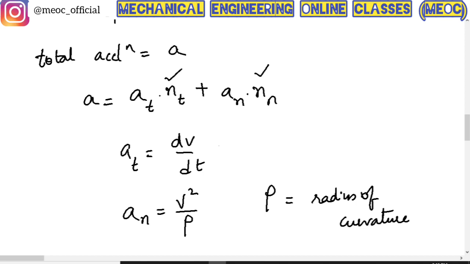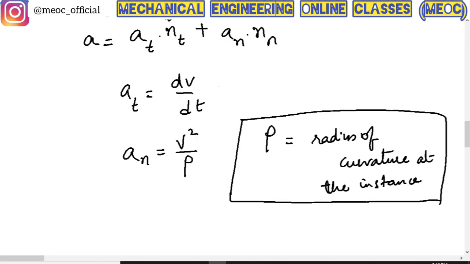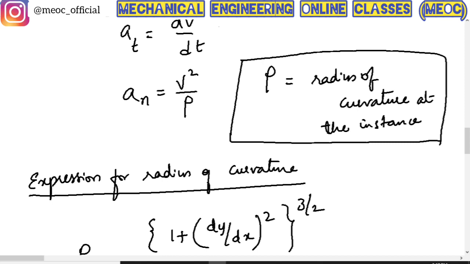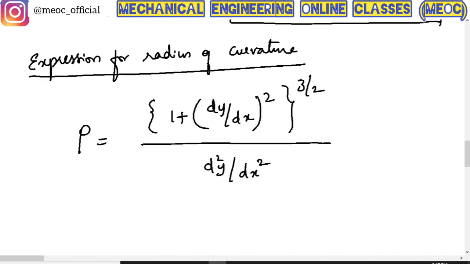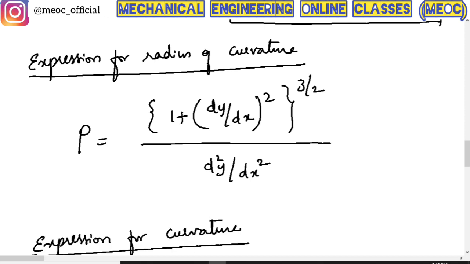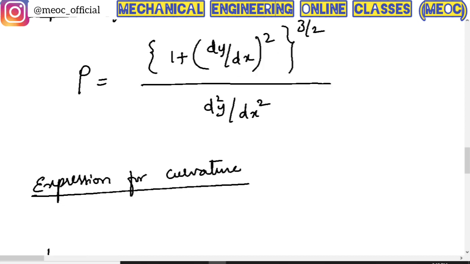At the instance, the expression for the radius of curvature can be given as rho is equal to (1 plus (dy by dx) whole squared) whole to the power of 3 by 2. This entire term is divided by d square y by dx square. And the reciprocal of the radius of curvature is curvature.